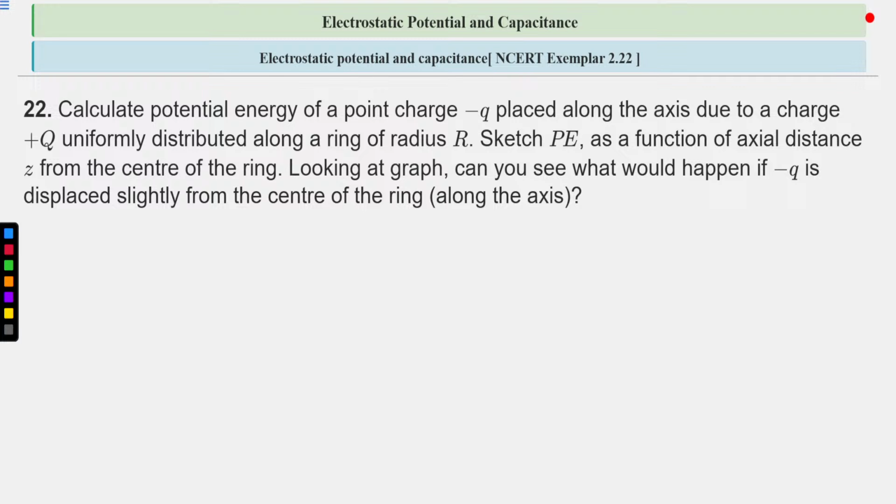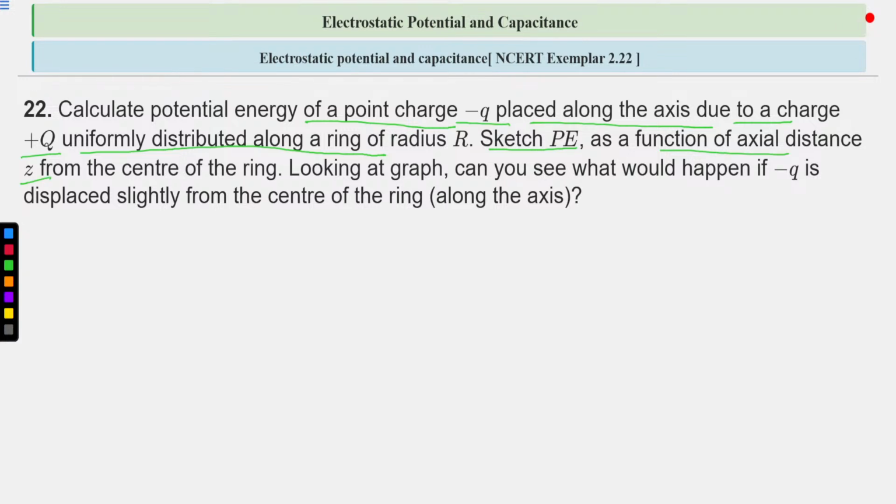So next question: calculate the potential energy of a system of a point charge minus Q placed along the axis due to charge plus Q. There is a plus Q charge that is uniformly distributed along a ring of radius R, and there is a minus Q charge placed on the axis of that ring. Sketch the potential energy as a function of axial distance Z.